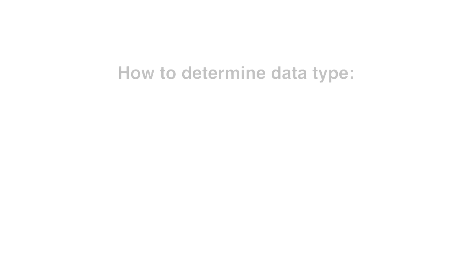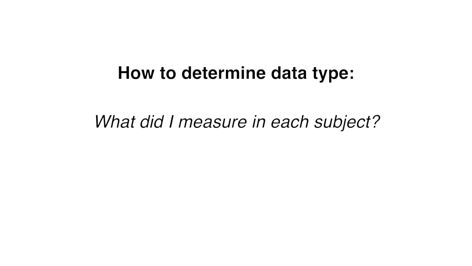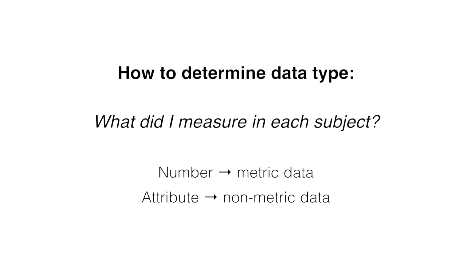So what is an easy way to determine what kind of data we have? It's quite simple. You only have to ask yourself, what did I measure in each subject? What were my raw data? When the answer is a number, then you have metric data. If the answer is a characteristic or an attribute, such as red, green, blue, small, medium, large, or dead and alive, then you have non-metric data.